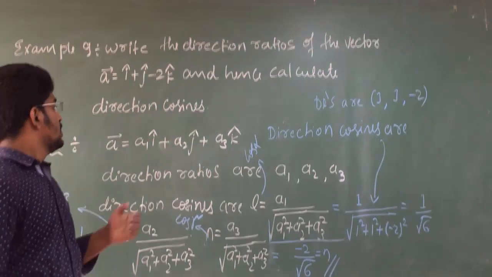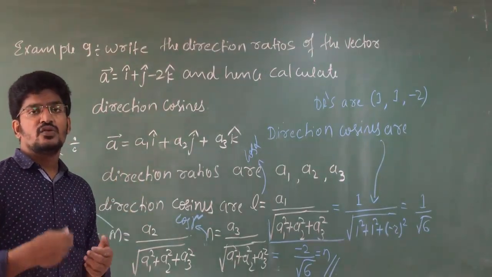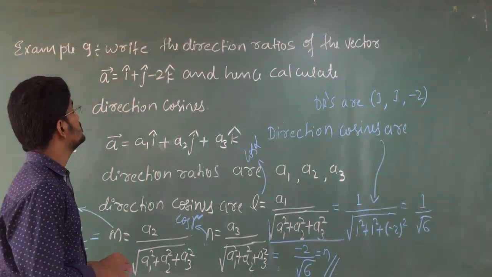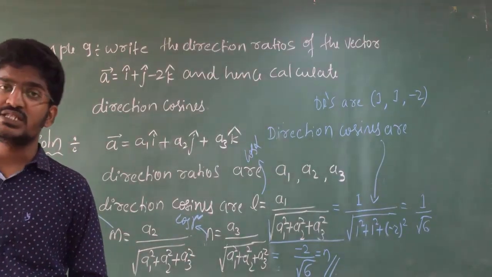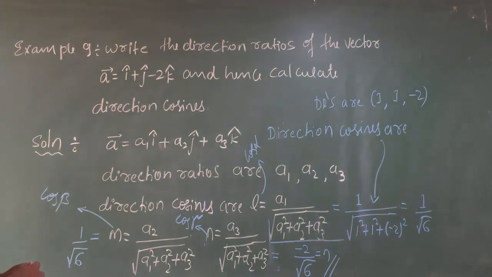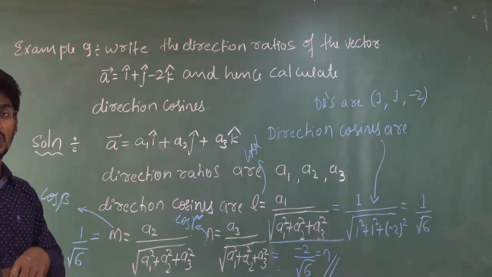Clear? Direction ratios are a1, a2, a3. So I think this is very clear, full idea of direction ratios and direction cosines. So from the next class, I will continue with the new concepts.